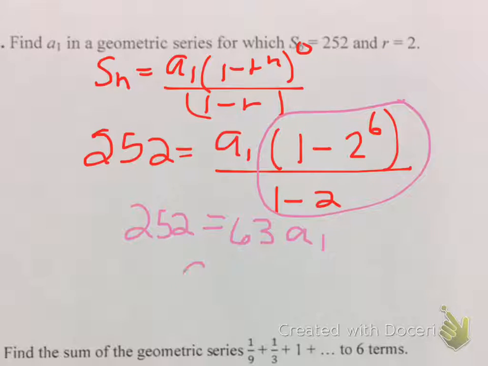And when I do that, I get my A1 value was 4. So my starting value there, my first term, was the number 4.